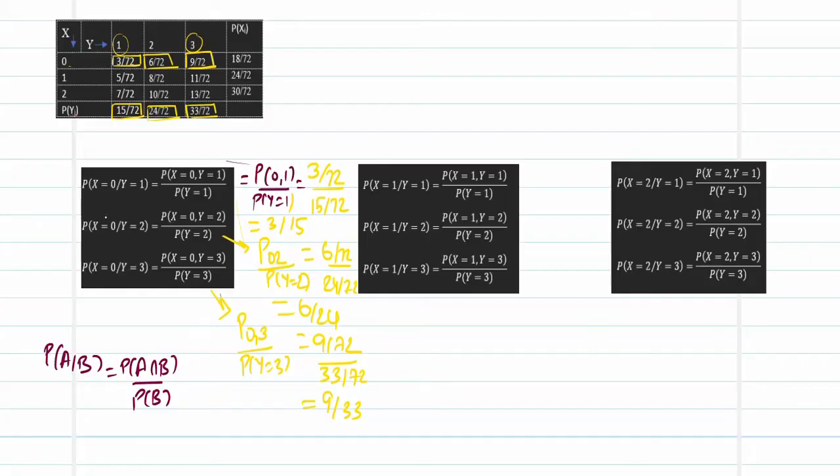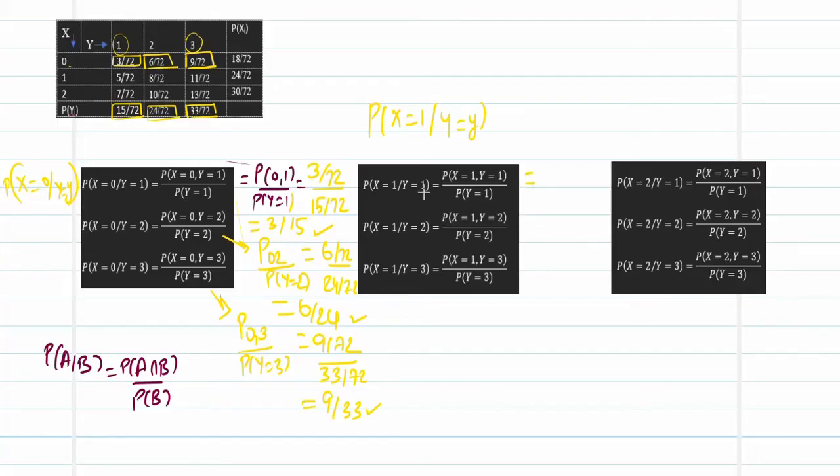Hence, the conditional probability of x equal to 0 given y equal to y. So, y varies, and we have estimated the conditional probability that x equal to 0 is given by 3 by 15, 6 by 24 and 9 by 33. Similarly, now we can find the conditional probability of x equal to 1 fixed and y equal to y varying.